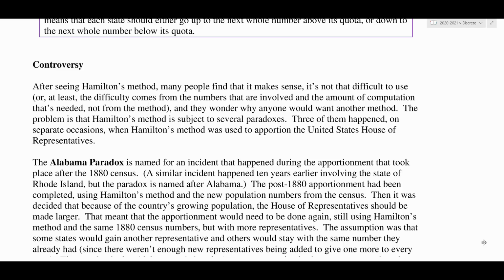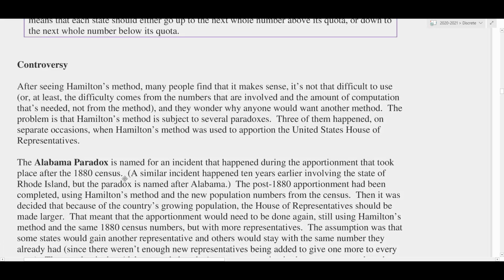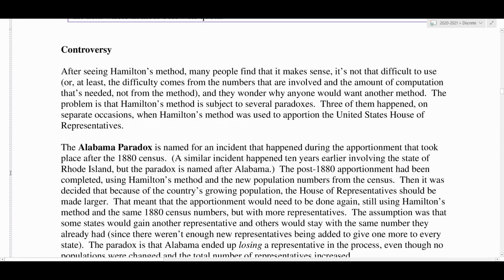We had just finished learning about the Hamilton method for apportionment, and we saw that it was a very easy process to use. There wasn't a whole lot of difficulty. It was very straightforward, and it seems to make sense. But as we've seen before with the voting methods, there tends to be problems with some of these techniques. There was a lot of controversy that surrounded Hamilton's method, and it was subjected to these things called paradoxes.